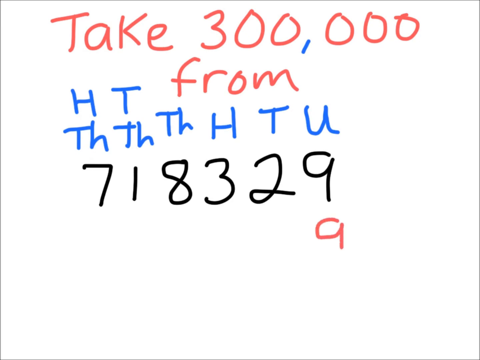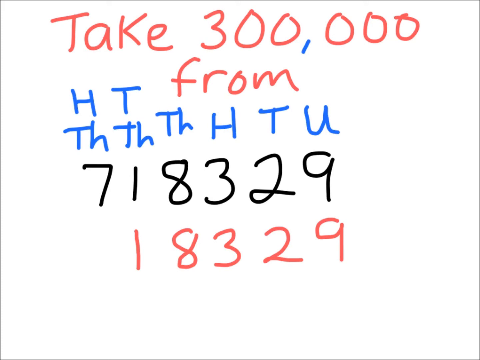My 9 units will remain 9 units. My 2 tens will remain 2 tens. My 300s will remain 300s. My 8,000s will remain 8,000. My 1 ten of thousands will remain 1. And now we're at the hundreds of thousands.